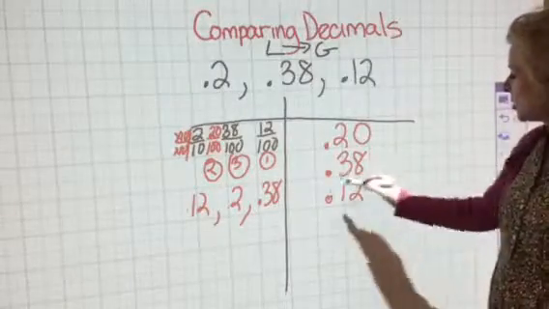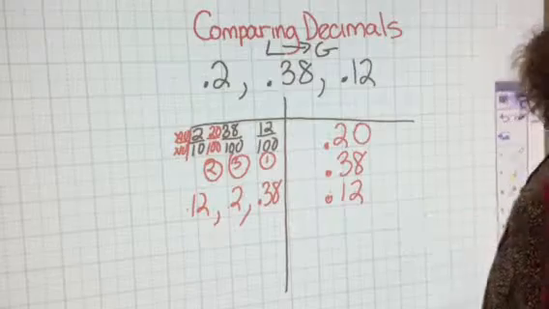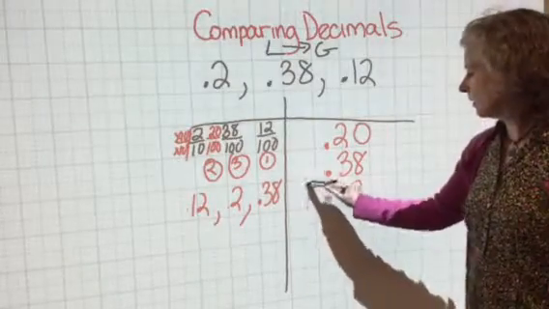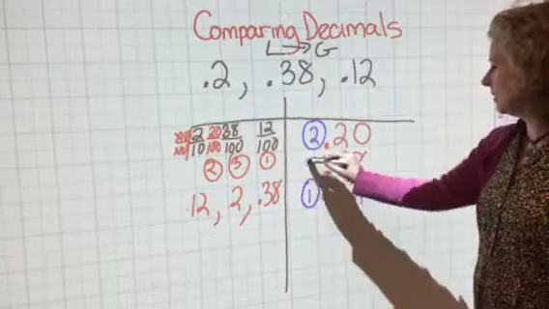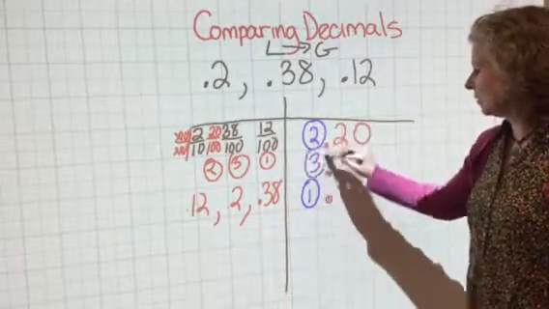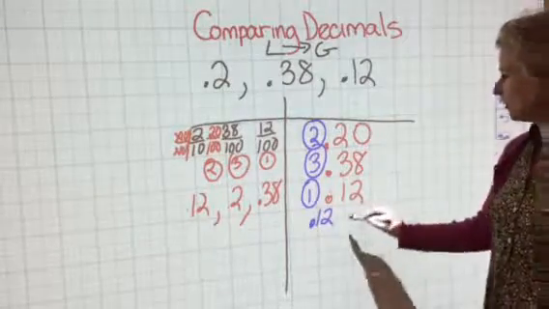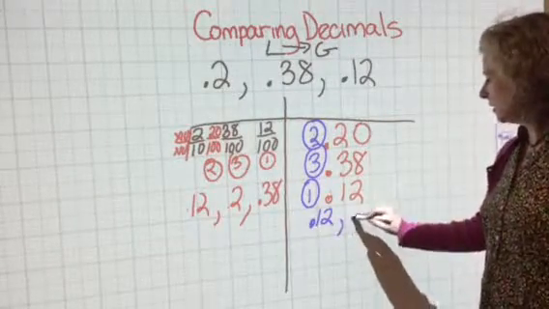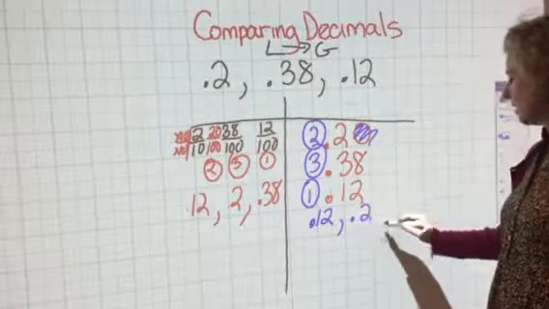So now let's look. Which of these is the smallest out of 12 hundredths, 38 hundredths, and 20 hundredths? Smallest, next smallest, and the biggest. So we still have 12 hundredths. Let's write it in the original form. We didn't have that 0 on before, so we'll take that off.